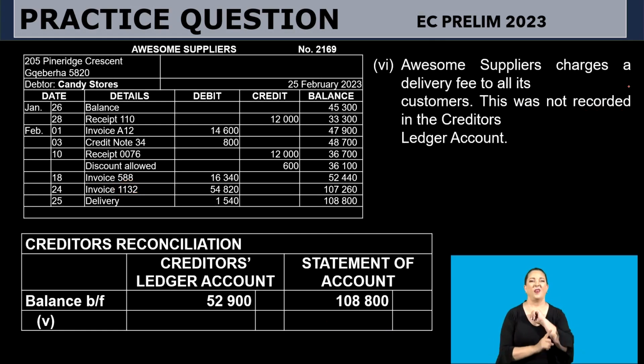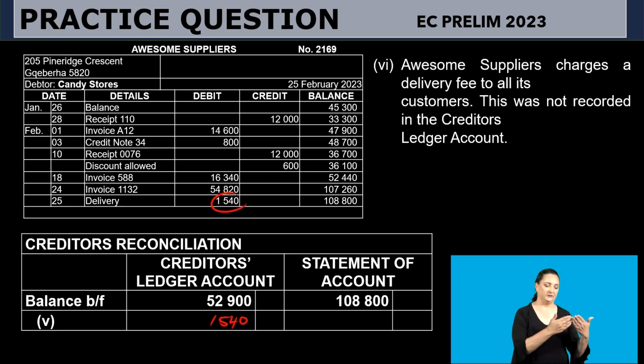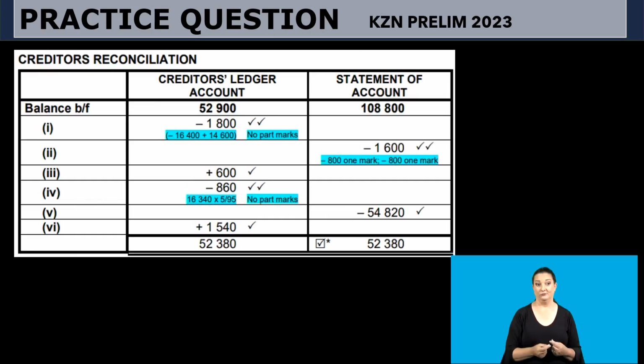And then the last one reads, Awesome Supplies charges a delivery fee to all its customers. This was not recorded in the creditor's ledger account. So we know that in the creditor's ledger, we did not charge the delivery, which is 1,540. So I'll come here, then I'll say plus 1,540. That is how you would then do your creditor's reconciliation. And this is the final answer.